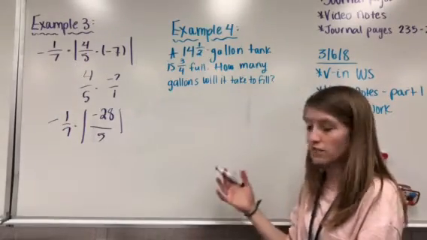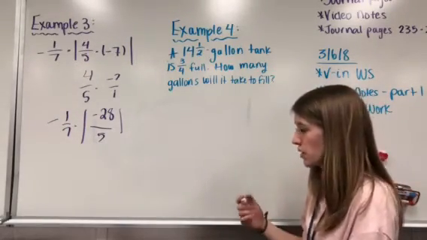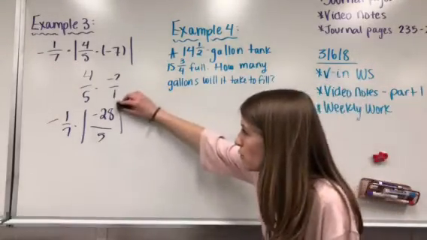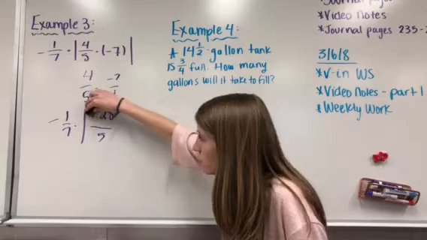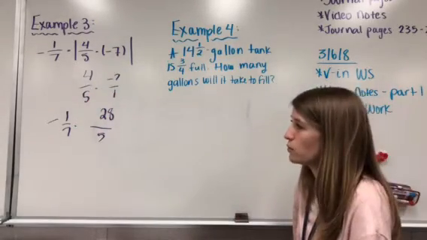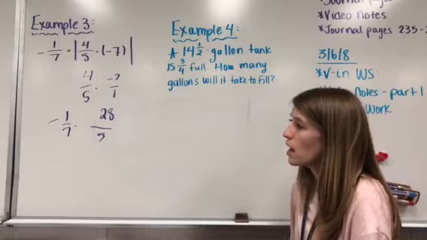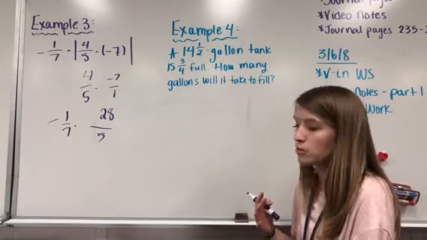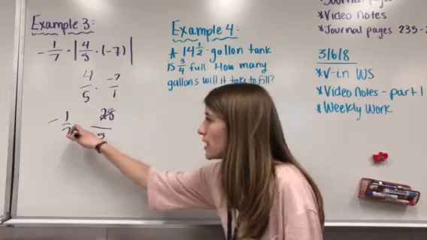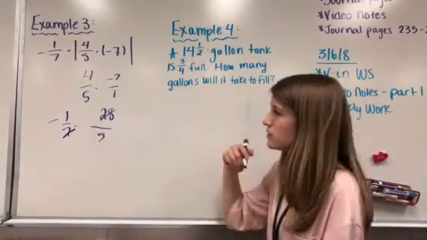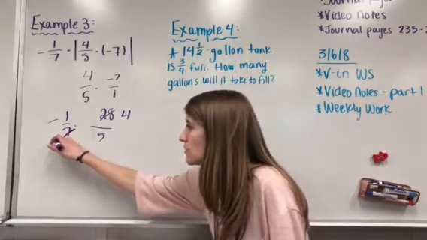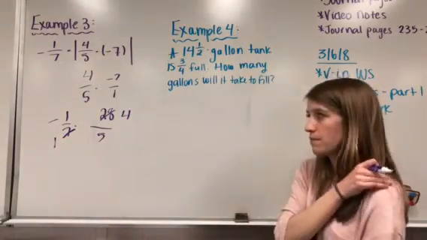So I first have to take the absolute value of negative 28/5. The absolute value of negative 28/5, well, that number is 28/5 away from 0. So my answer there would be 28/5. Now if we're going to go through and multiply this now, again, I'm going to simplify before I multiply. 28 and 7 have a common factor of 7. 28 divided by 7 is 4. 7 divided by 7 is 1.